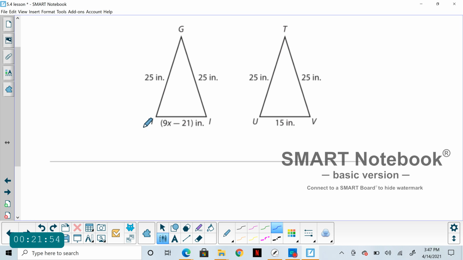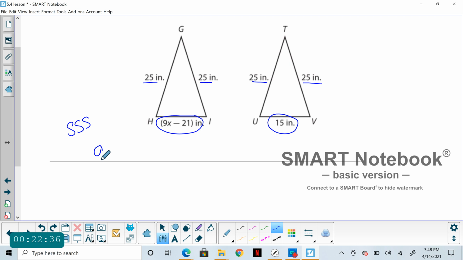So we have what looks like an isosceles triangle. I don't know if you've heard that term yet or not, but an isosceles triangle has 2 sides that are congruent. And so in triangle GHI, we have GH is 25 and GI is 25. In TUV, we have TU is 25 and TV is 25. So we could say that these are congruent if the third sides were equal to each other. And if we have 3 sides congruent, then we would be using the side congruence.